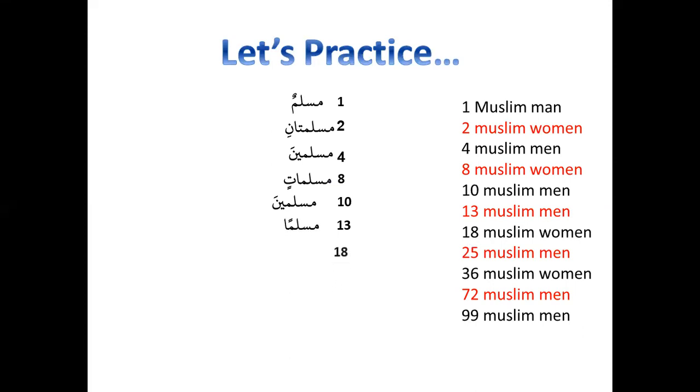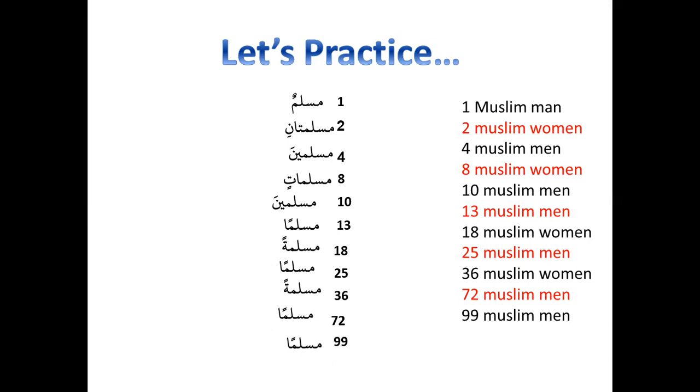Now eighteen Muslim women. Muslimatan. Excellent. Twenty-five Muslim men. Musliman. Excellent. Thirty-six Muslim women. Muslimatan. Yes. Seventy-two Muslim men. Musliman. Excellent. And ninety-nine Muslim men. Musliman. Okay, so I believe Madud is clear for everyone.